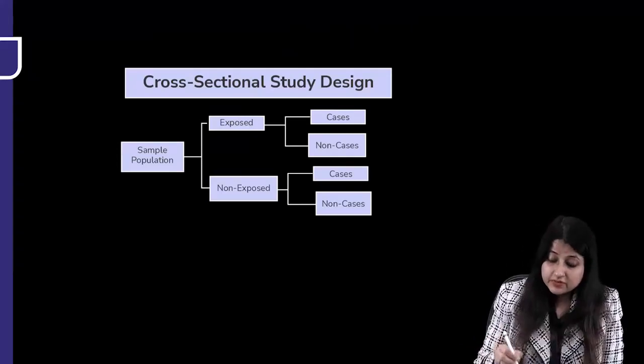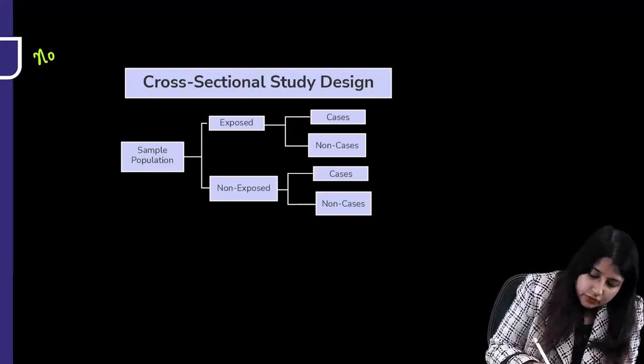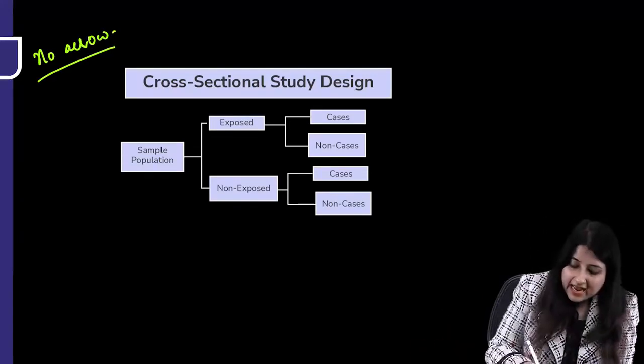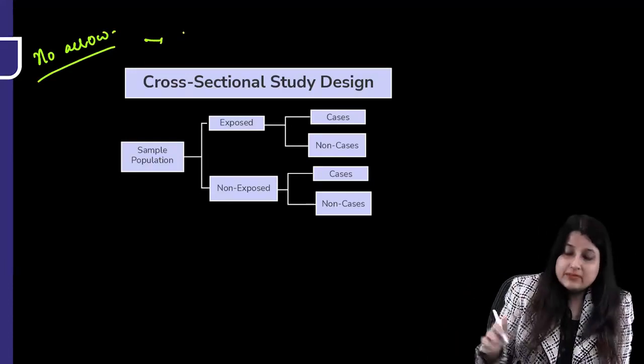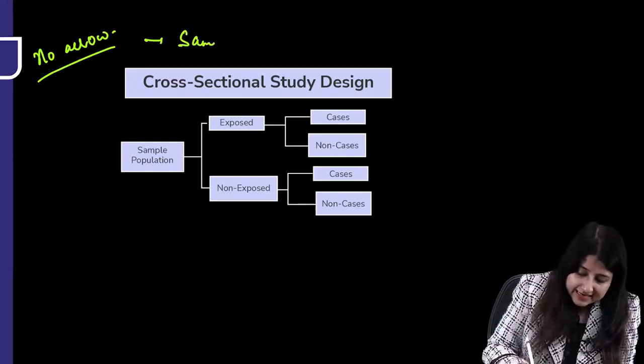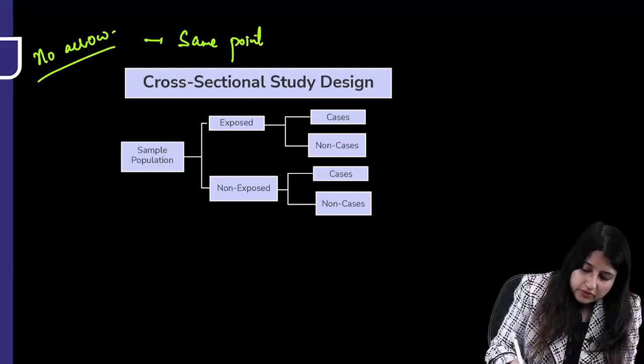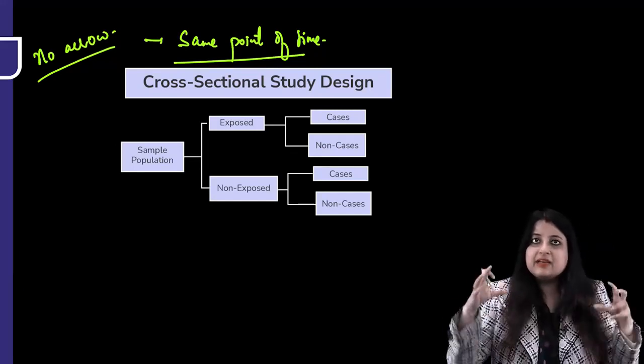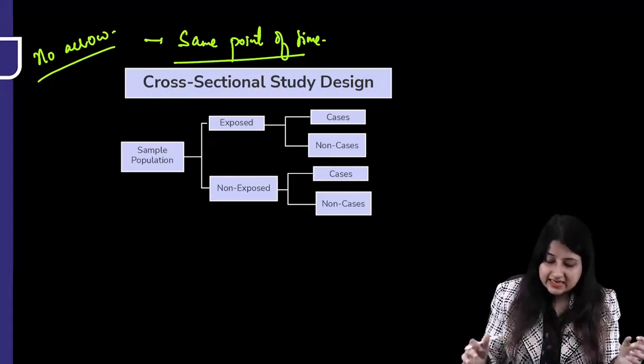Can you figure out the difference between this image and the previous ones? Of course, the first thing that you note over here is there is no arrow. So that means when there is no arrow, you are standing at the same point of time. That means this is like clicking a picture. This is a cross-sectional study design.